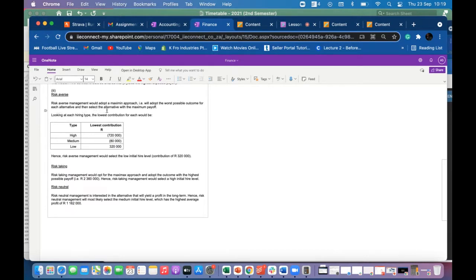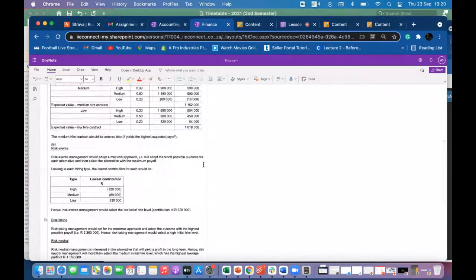Then risk averse. Risk averse management would adopt a maxi-min approach. Therefore, they will adopt the worst possible outcome for each alternative and then select the alternative with the maximum payoff. Looking at each hiring type, the lowest contribution for each would be, hence risk-averse managers will select the low initial hire level contribution of 320,000.